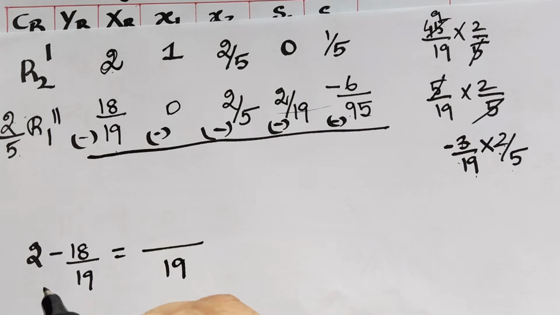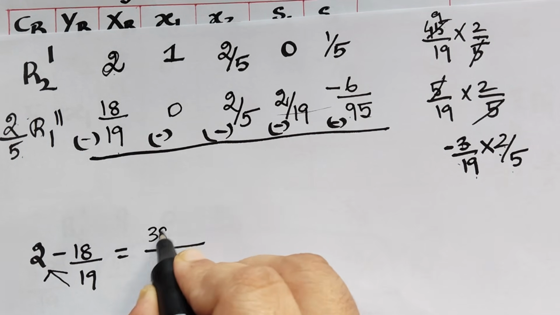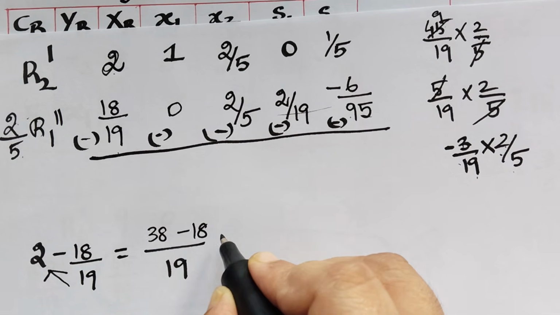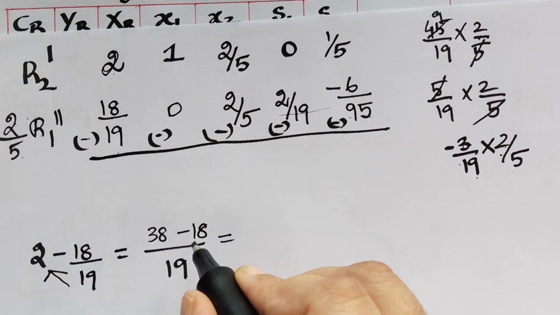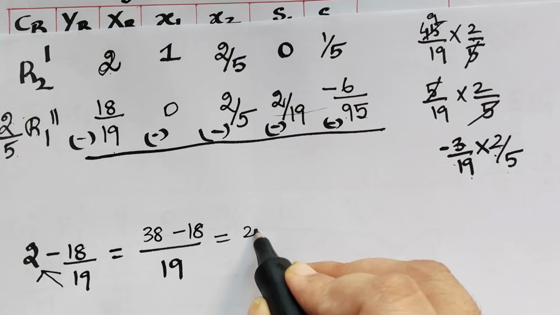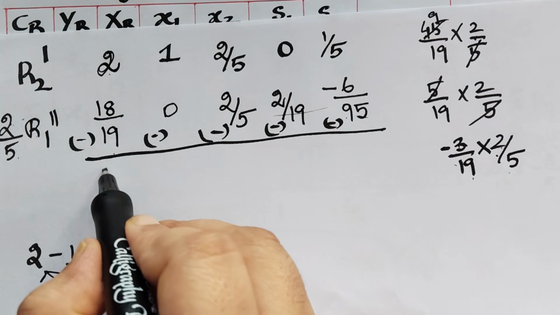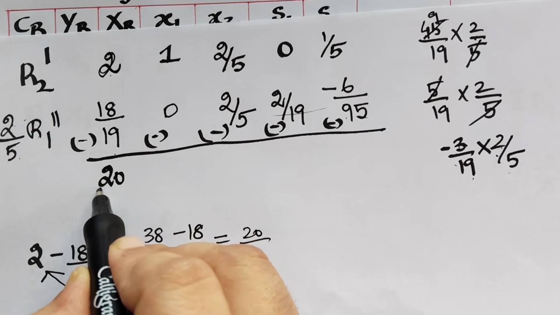And then 2 multiplied with 19, which will be 38. So 38 minus 18. What is 38 minus 18? It will be 20. So that will be 20 by 19. So therefore 2 minus 18 by 19 is 20 by 19.